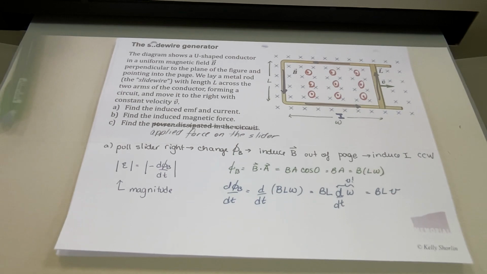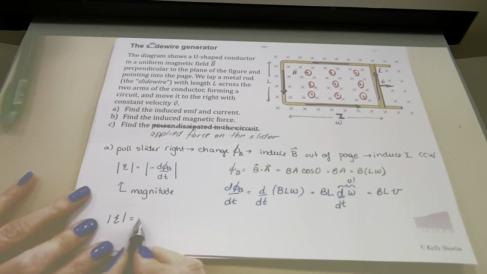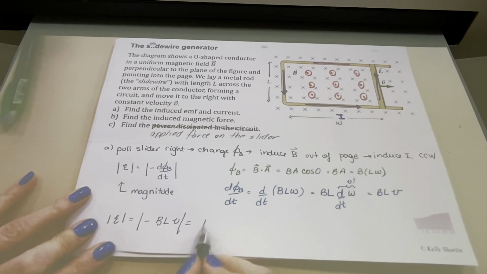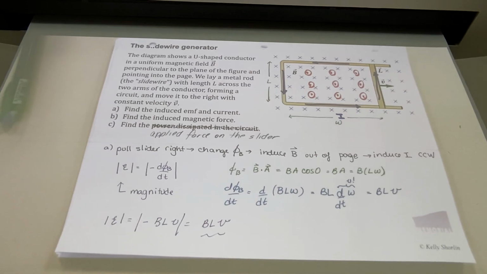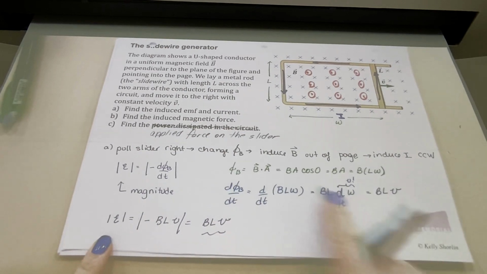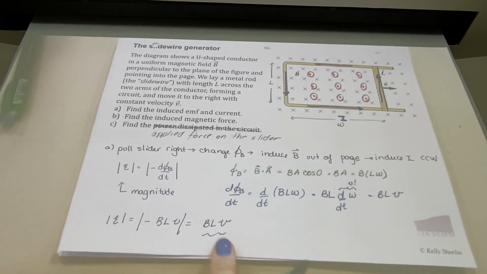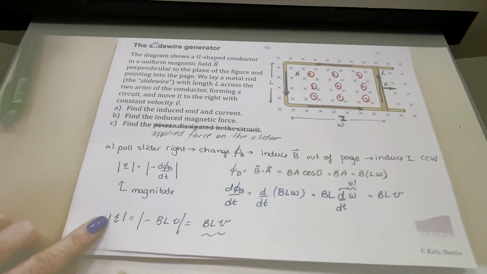So now we can come back to our expression for our potential. The magnitude of the potential is going to be the magnitude of negative dΦ/dt, or just B times L times v. This is a result that's going to keep popping up, so this one occurs fairly often. And even though it pops up pretty often, you would still go through the steps of showing where that comes from. So if you're given a slider problem, you do need to show these steps to figure out what the potential is. So that's the induced potential.